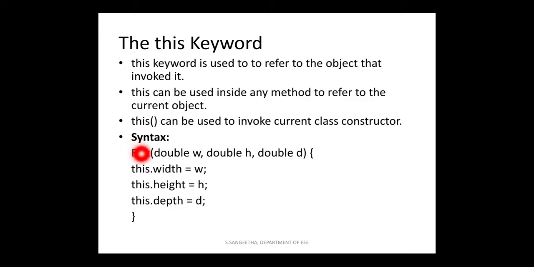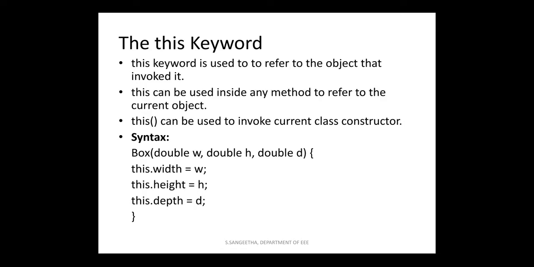So before that we have to see the syntax of this keyword. Syntax means Box(double w, double height, double d): this.width, this.height, this.depth. That means the current program width and current height and current depth. This will be the syntax of the this keyword.